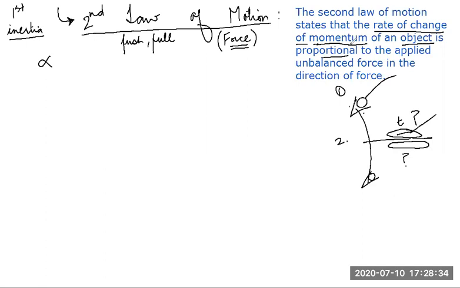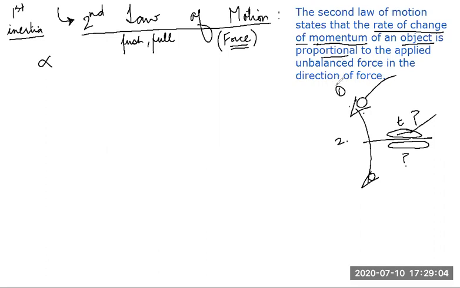once the momentum is there, the object is not stationary. Momentum is the product of mass and velocity, so it's moving, right? So when it's moving, obviously the force cannot be balanced. When something is in motion, force is not balanced; it is unbalanced. So once again, the second law of motion states that the rate of change of momentum of an object is proportional to the applied unbalanced force in the direction of force.